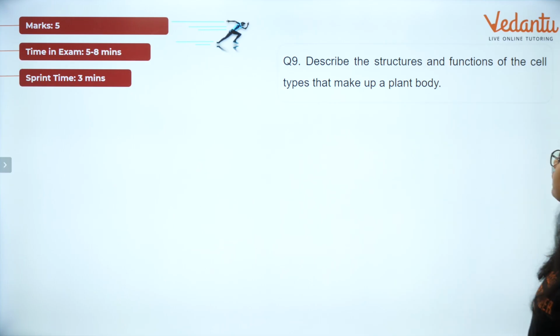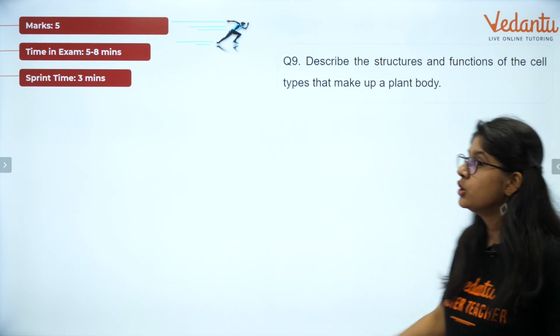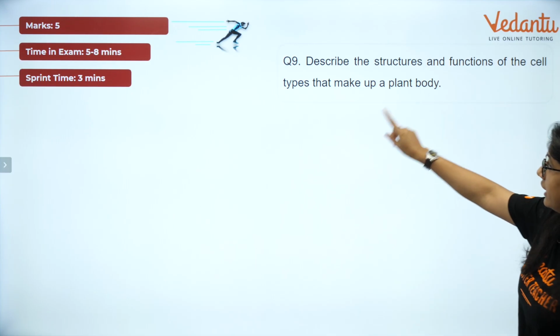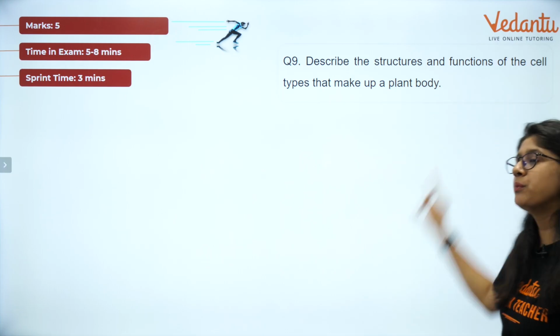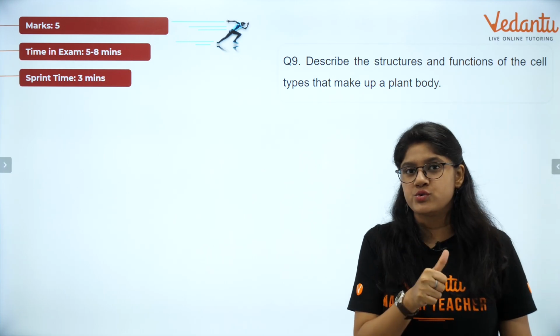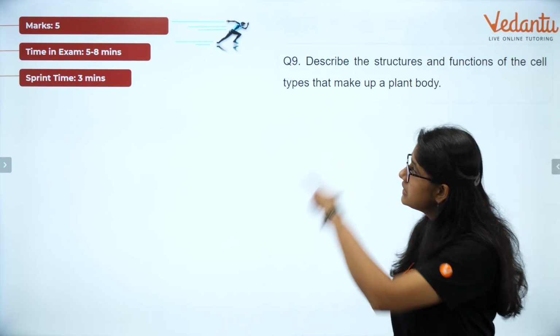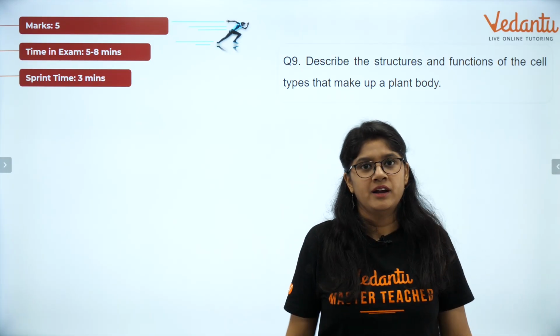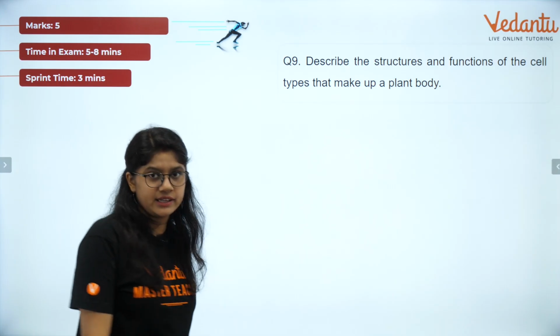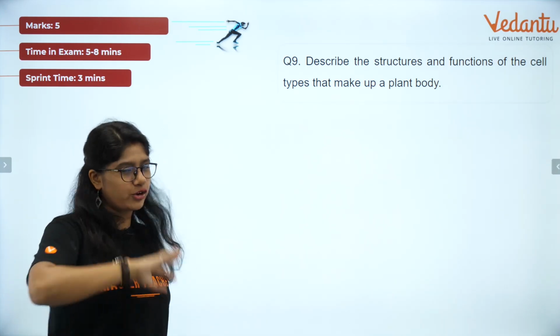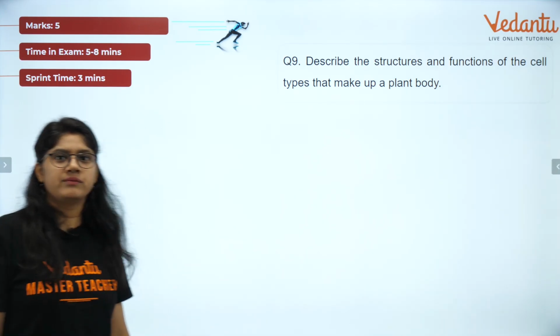Describe the structure and the functions of the cell types that make up the plant body. Now you will be confused. What is the question really asking us? And see the marks, 5 marks. Now to me it looks very easy, but if you are studying for the first time, you'll have confusion.